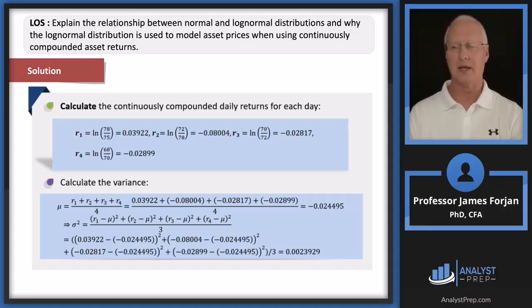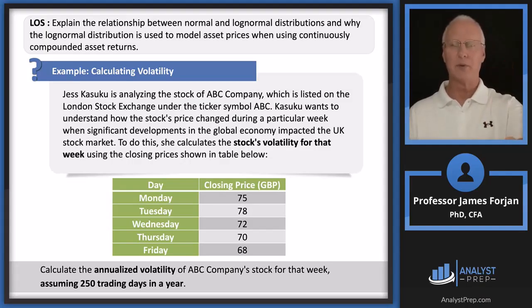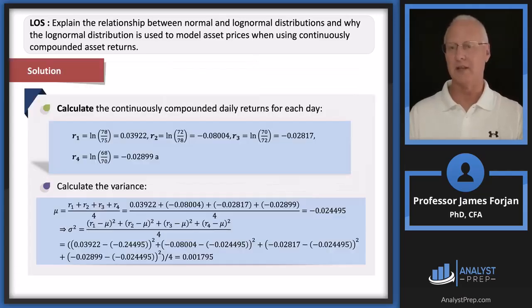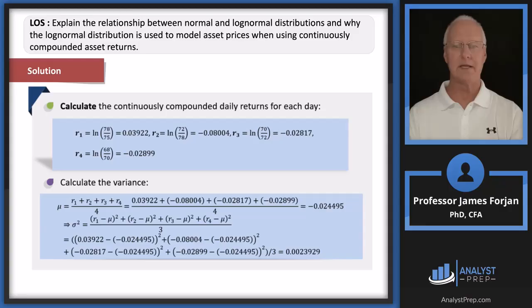So what's that mean over there? Minus 0.24495. Of course, we knew, here, let me just go back here quickly. We knew that since the price went up a little bit, but then it went down 3 consecutive days, we suspected that mean daily return was going to be negative.